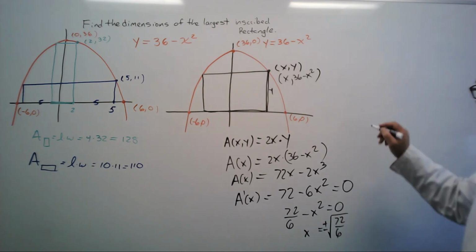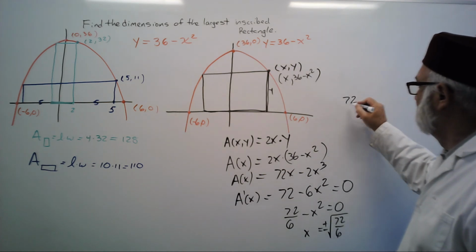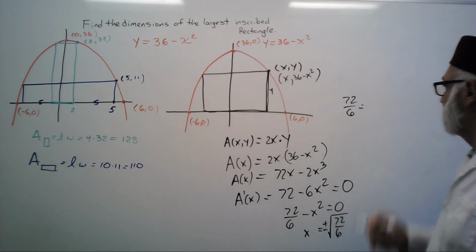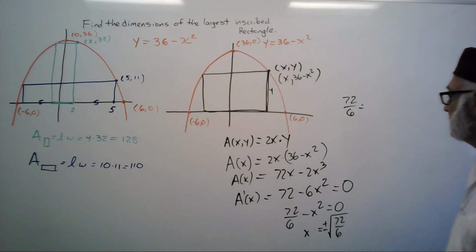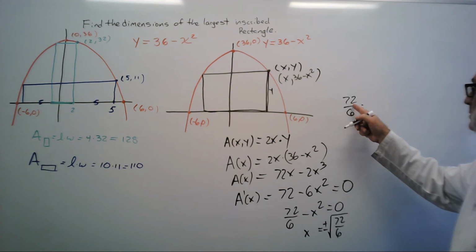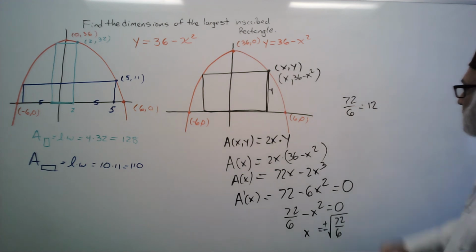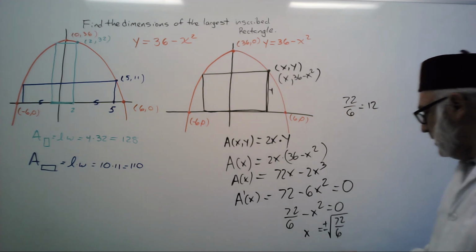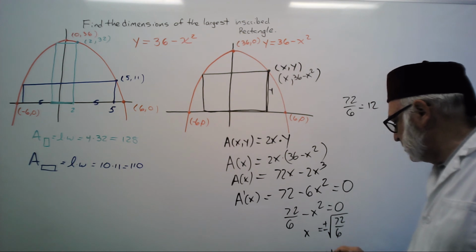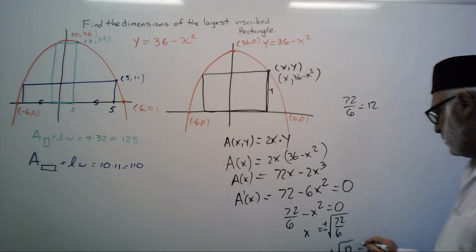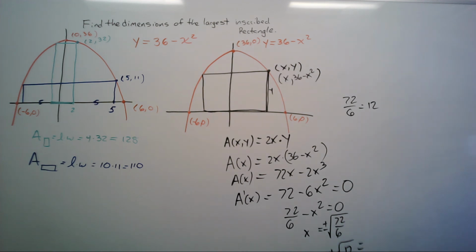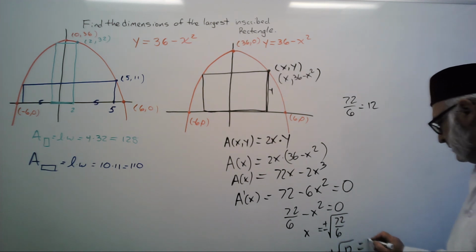And 72 and 6 share a common factor. Well, 6 goes into 72 12 times. So x is equal to plus or minus the square root of 12. And perhaps your teacher wants that in simplest radical form, so that would be plus or minus 2 root 3.